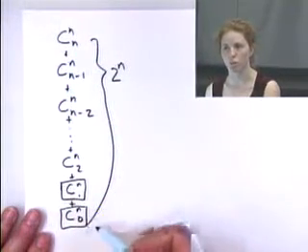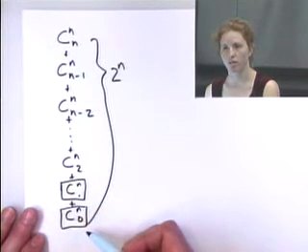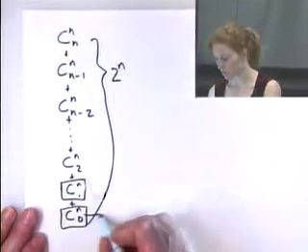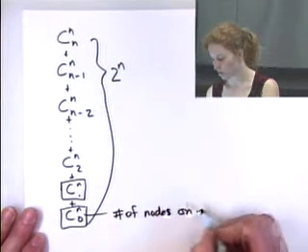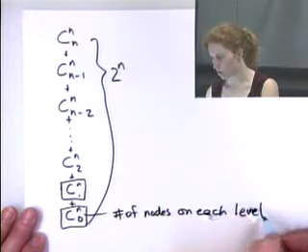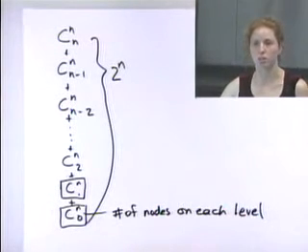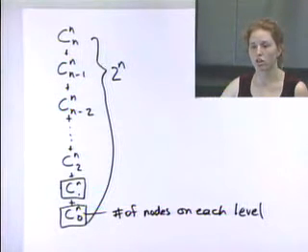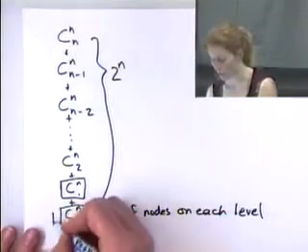On the 0 level, I have 1 node because n choose 0 is just 1, right? These are the number of nodes on each level. So the total number of nodes in the graph has to be 2 to the n, because that's how many nodes I had to begin with. And we also know this is symmetric, right? So the number of nodes on the bottom level is the same as the number of nodes on the top. Right? So this is 1 here and this is 1 there.